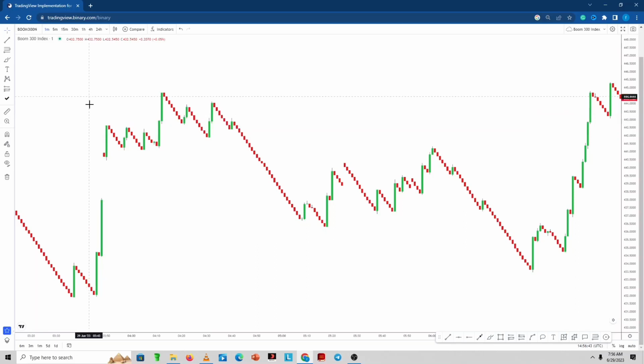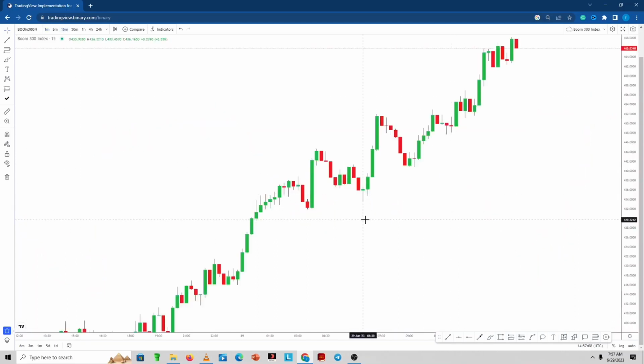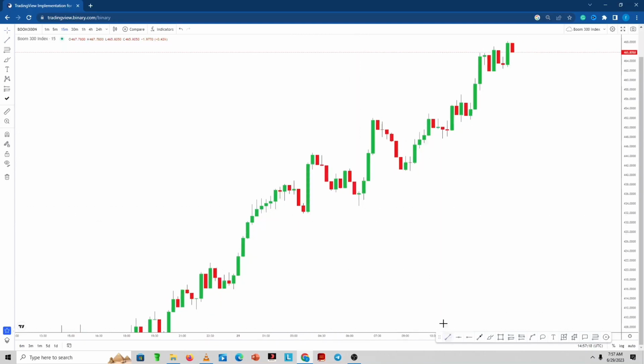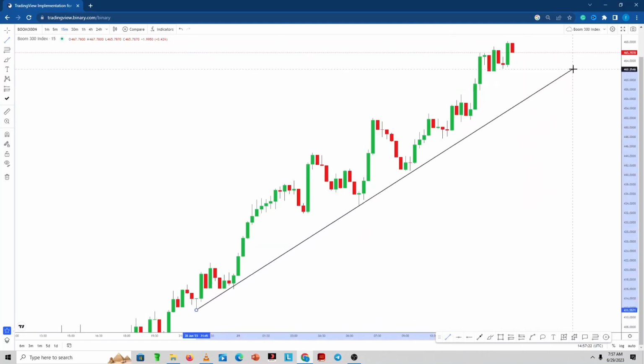Taking for example, if I go on the 15 minute time frame right now, without putting an indicator on our charts, you can see that this is a market that is continuously going upwards. If I take my trend line and draw it from down here, you can see this market has been continuously respecting this trend line, which means it is a market that is bullish.